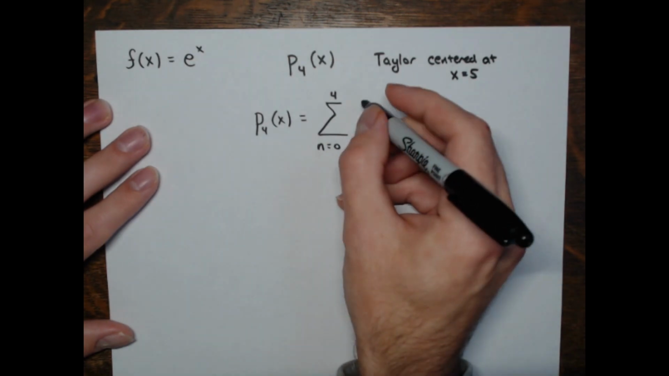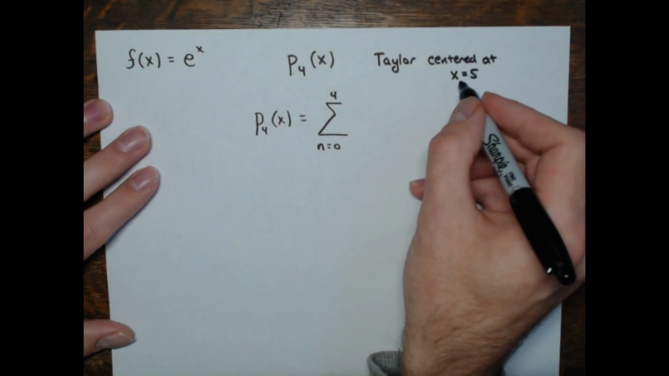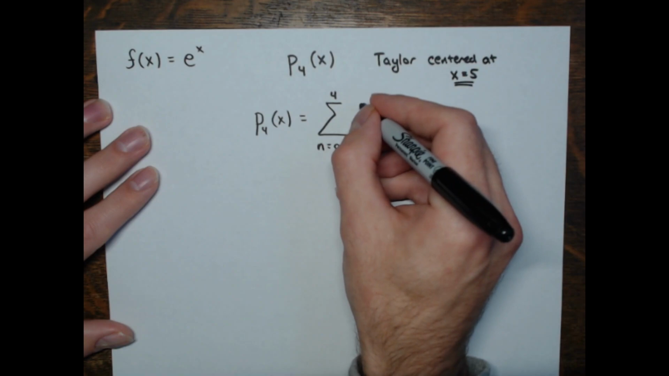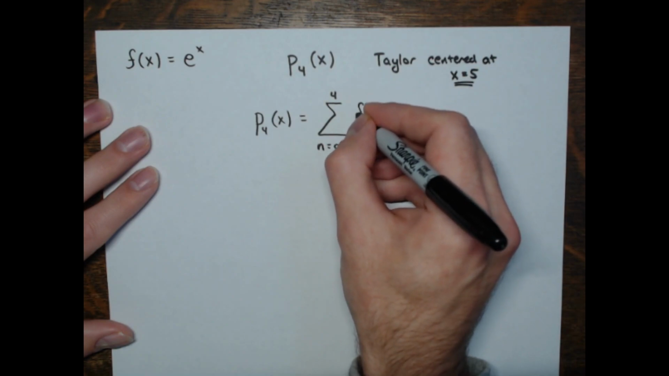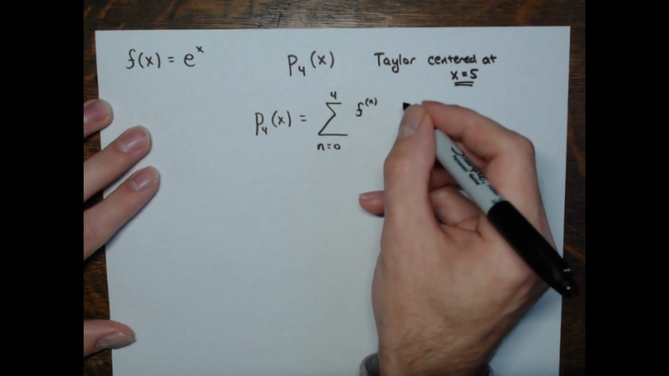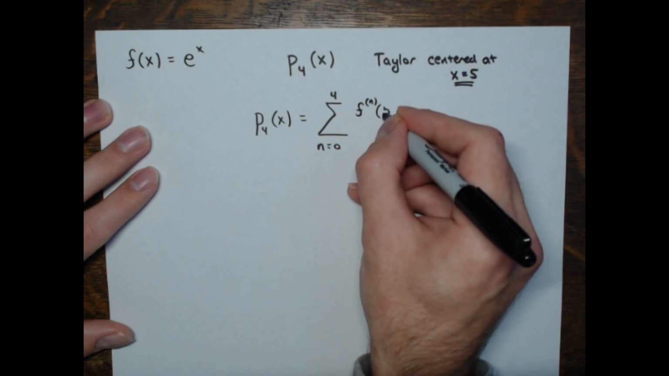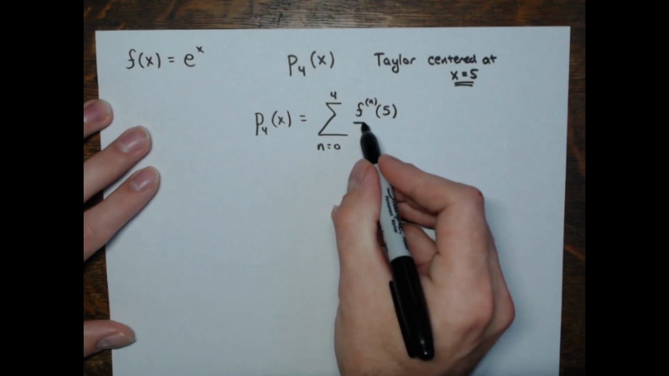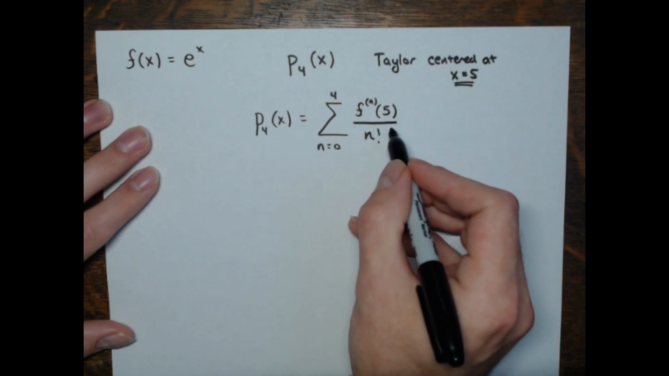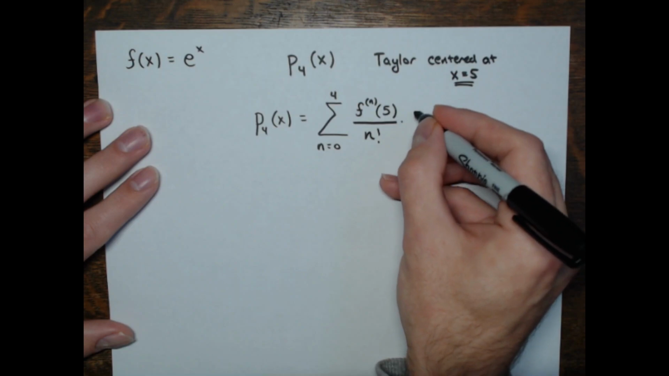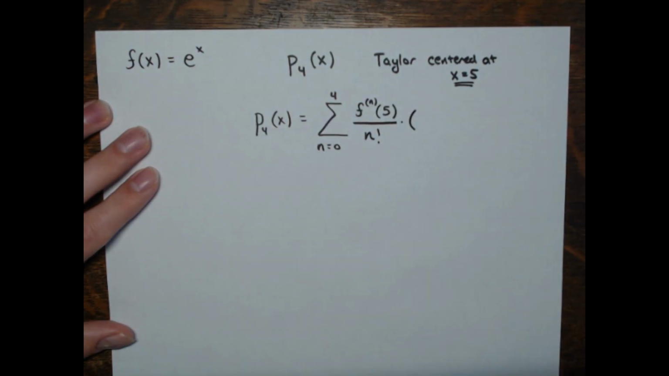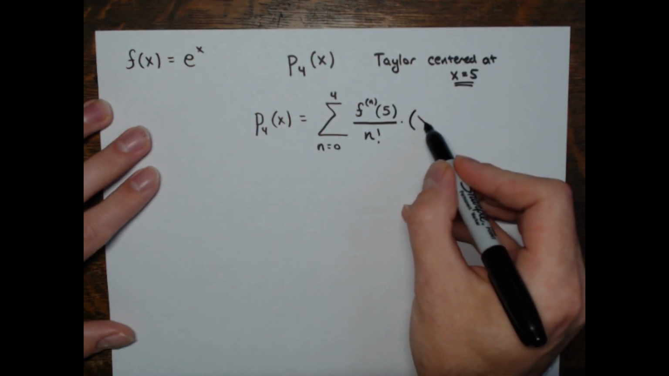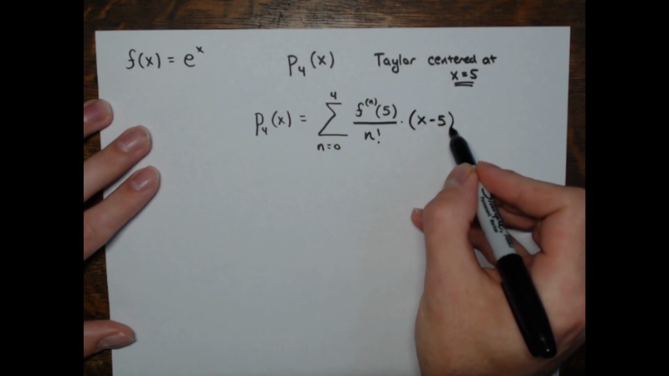But now the coefficients are a little different. It's not Maclaurin. It's centered at 5. So the coefficients of my polynomial are going to be the value of the nth derivative at 5, at the center, divided by n factorial. That's what the coefficients look like. And then not just x to the nth, but since it's centered at 5, times x minus 5 to the nth.